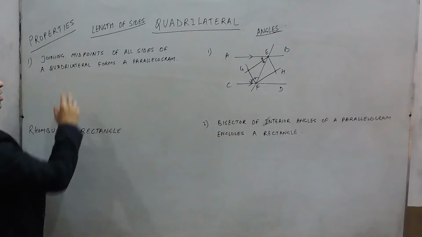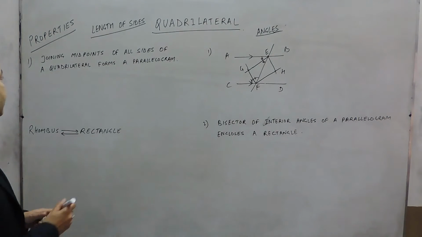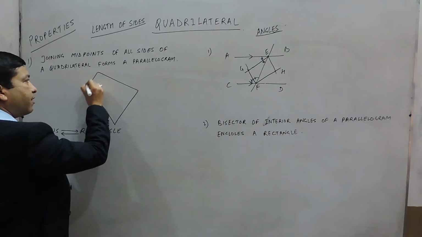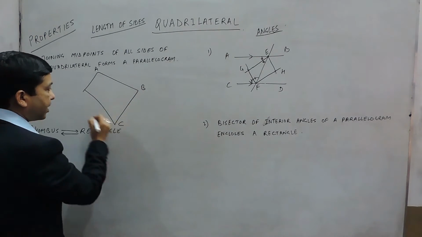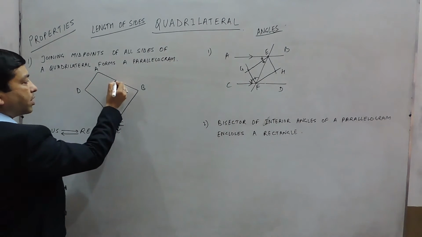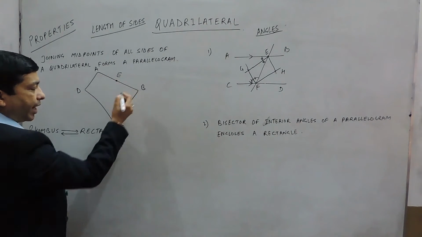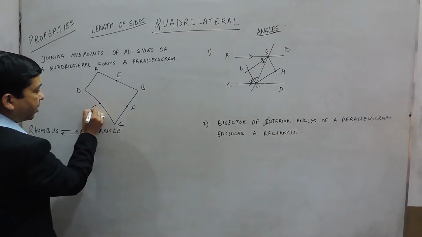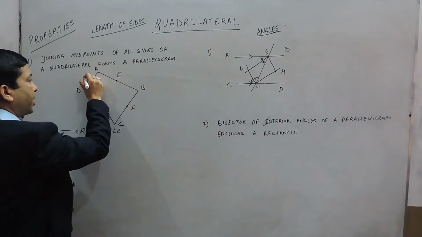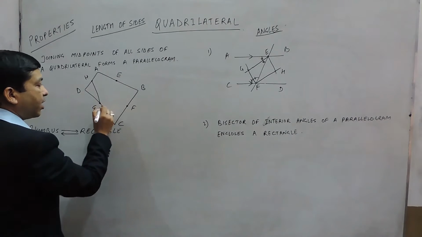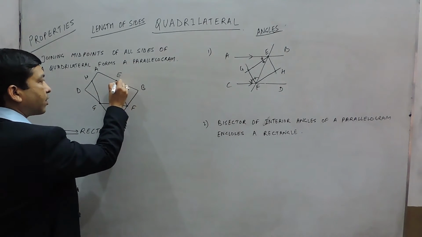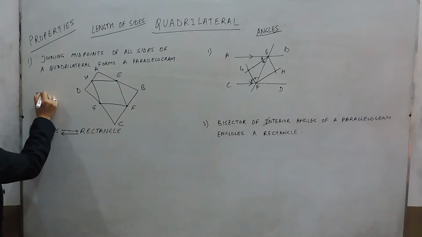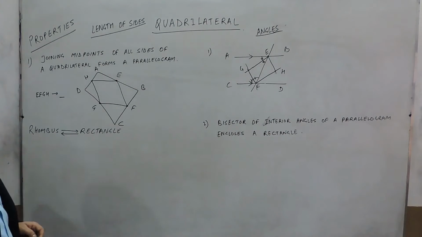So the first property is, when we join the midpoints of all sides of a quadrilateral, what figure will it form? Suppose we have a quadrilateral ABCD, any quadrilateral. Suppose this is the midpoint of AB, this is the midpoint of BC, this is the midpoint of CD, and this is the midpoint of AD, and we are joining all the midpoints of the quadrilateral. Then the figure EFGH is what kind of quadrilateral?